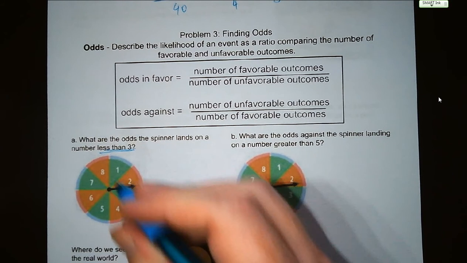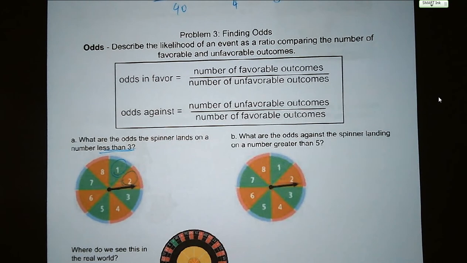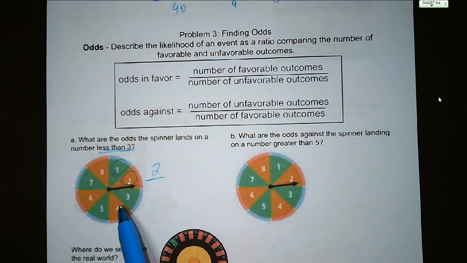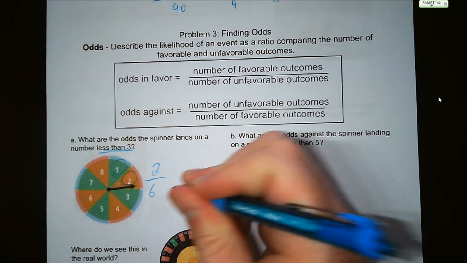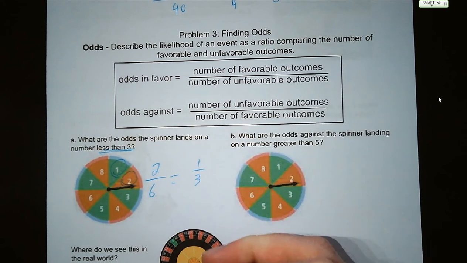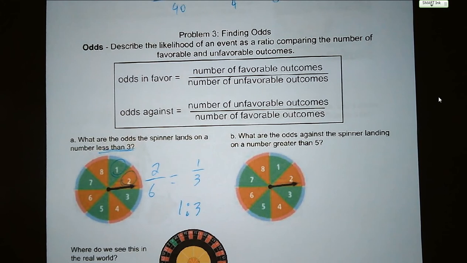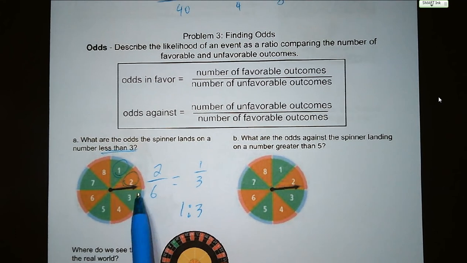Okay, so what are the odds the spinner lands on a number less than 3? Well, the numbers less than 3 are 2. The numbers that are 3 or greater, 1, 2, 3, 4, 5, 6, which reduces to 1/3. Again, we can write this as 1 to 3. There's a 1 to 3 chance that you're going to get a number less than 3.